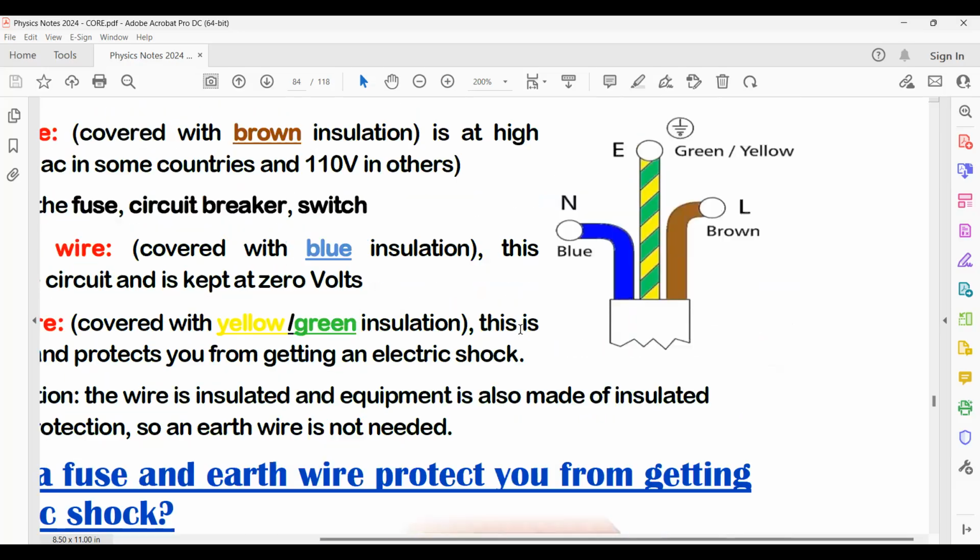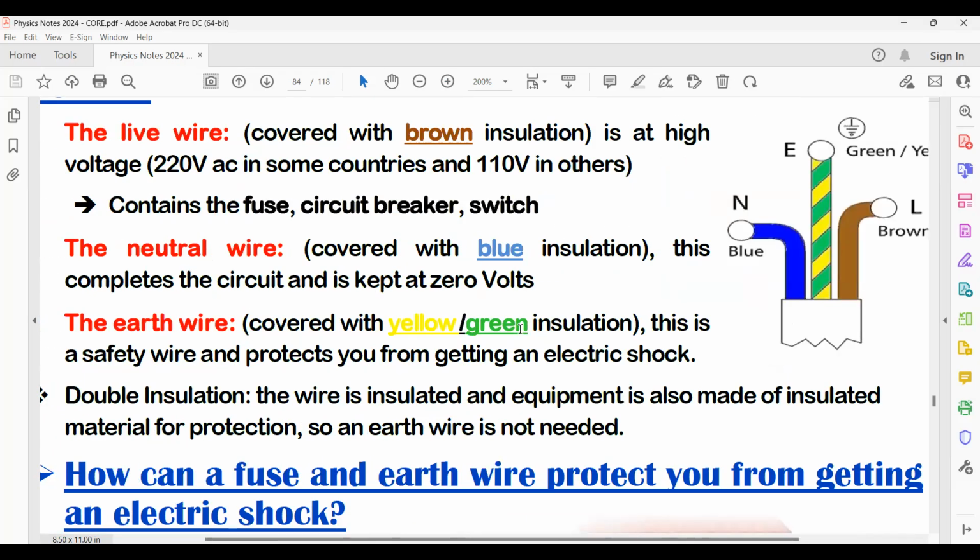So we have 3 wires: live wire, neutral wire, and earth wire. Live is brown, neutral is blue, earth is yellow green. The most important part for this section is that the live contains the fuse, circuit breaker, and the switch. If you have your notes, highlight this sentence because this is really important and it's a questionable part. Many questions come on it.